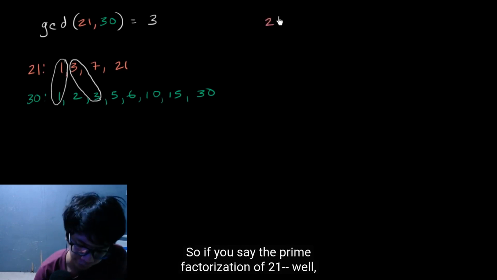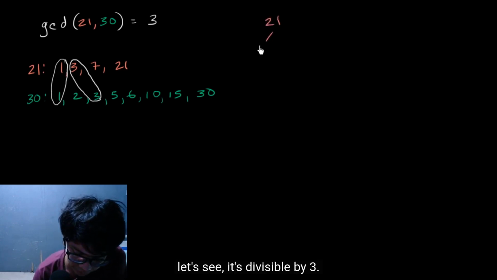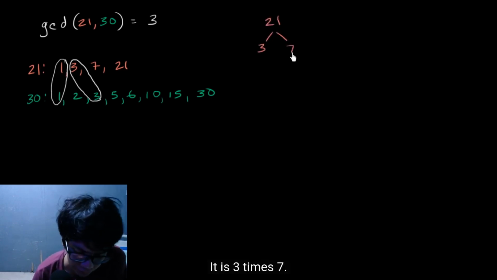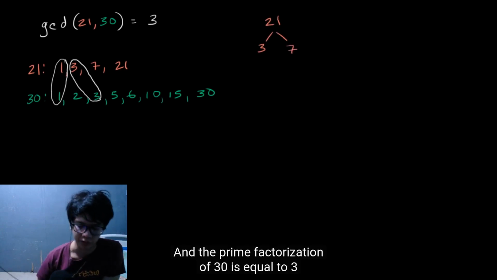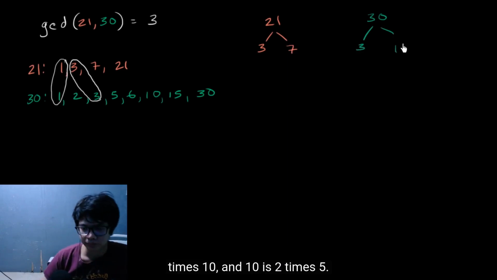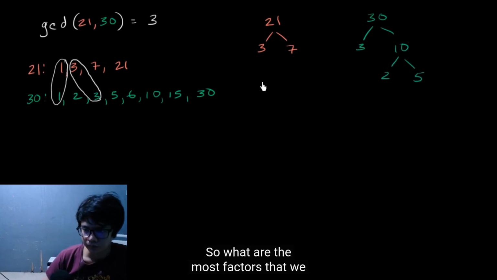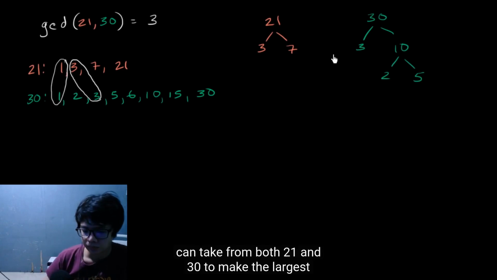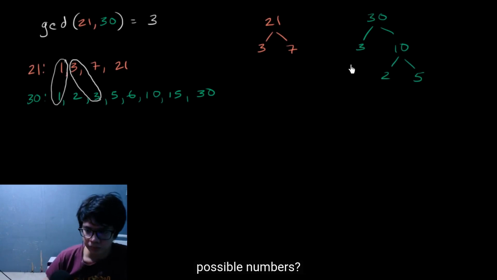So if you say the prime factorization of 21, well, let's see, it's divisible by 3. It is 3 times 7. And the prime factorization of 30 is, let's see, it's 3 times 10, and 10 is 2 times 5. So what are the most factors that we can take from both 21 and 30 to make the largest possible numbers?